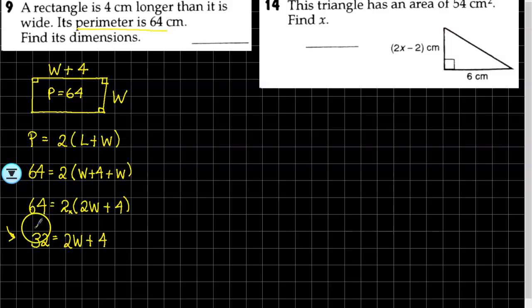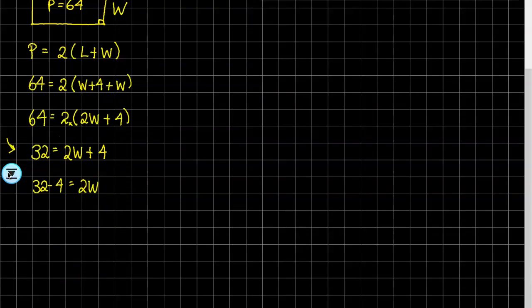All right, continue. I want to get W by itself. How do I get rid of a plus 4? Absolutely, we're going to take 4. 32 take 4, we get 28 equals 2W. And to get rid of a times 2, you can say 2 times what gives you 28? Well, W has to be 14. If you couldn't see that, to get rid of a times 2, you have to divide by 2. 28 divided by 2 is 14.